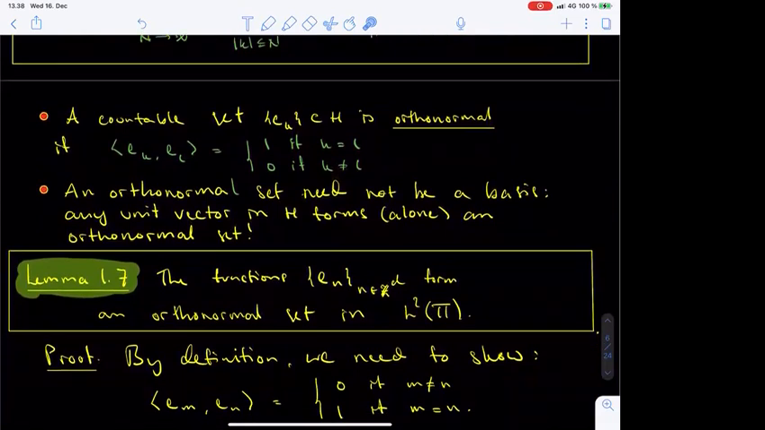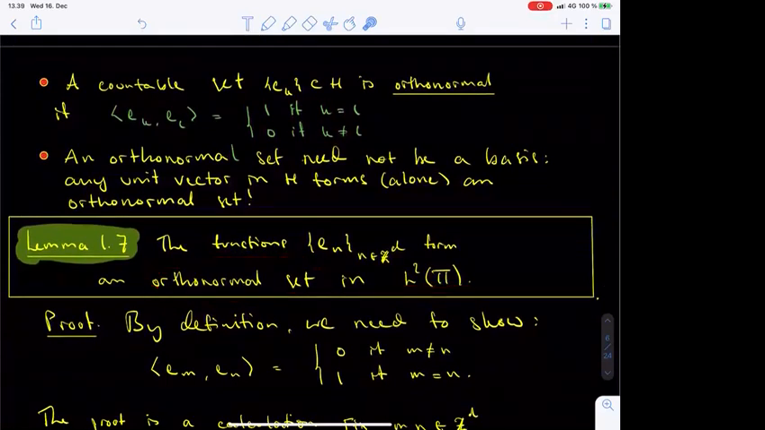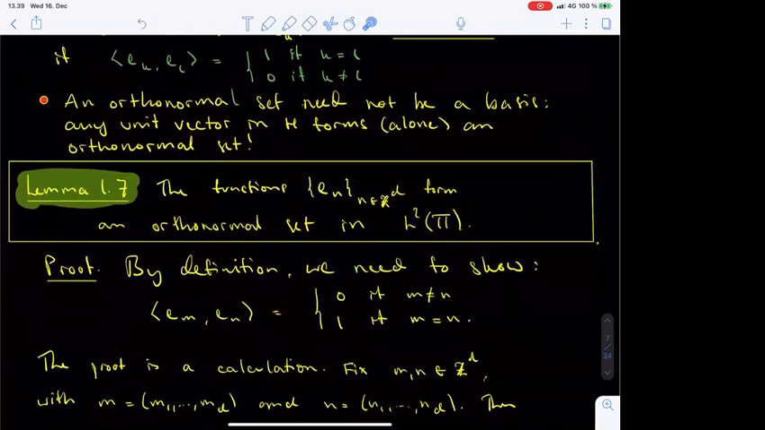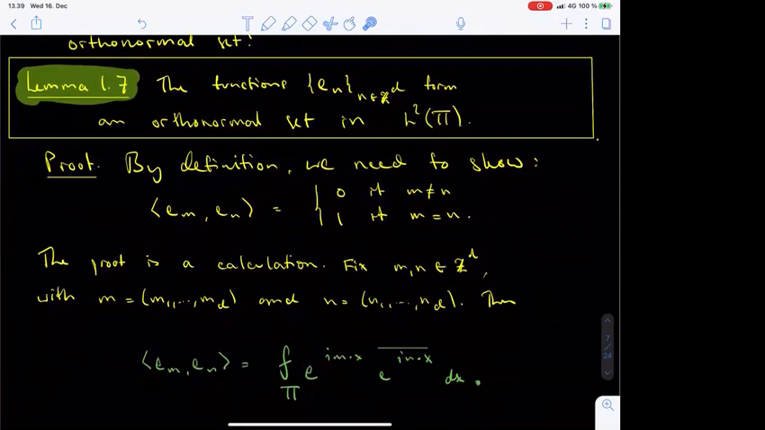The next lemma states that the complex exponential functions e_n, when n ranges over the integer d-tuples, form an orthonormal sequence in the space L2 of T. But as I just said, this does not yet mean that the sequence would form a basis in L2 of T, although in fact it does, and this is what we will prove separately. Let us then prove the lemma. By the definition of an orthonormal sequence, we need to show that if e_m and e_n are two complex exponential functions, then the bracket between e_m and e_n equals 0 if m is not equal to n and 1 if m equals n. The proof of this equation is just a calculation.